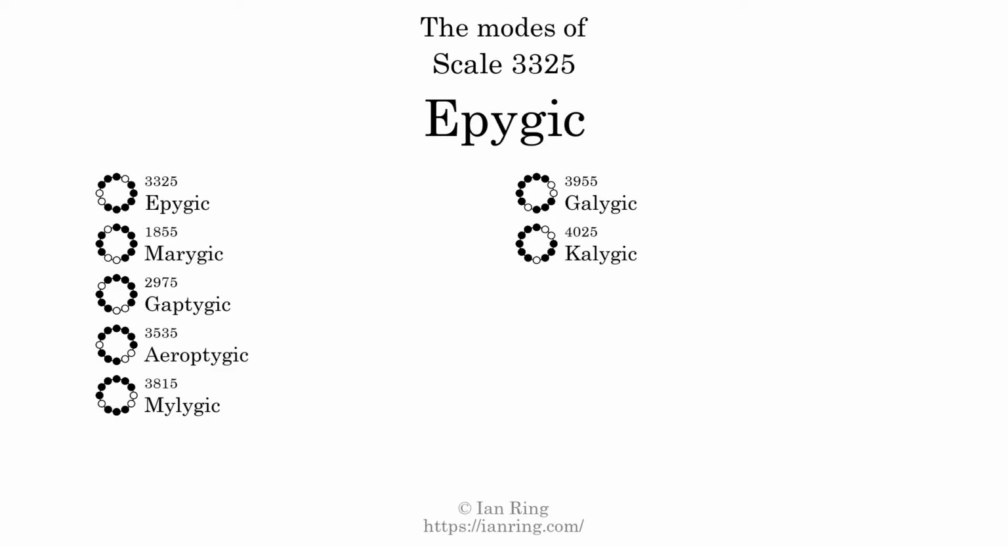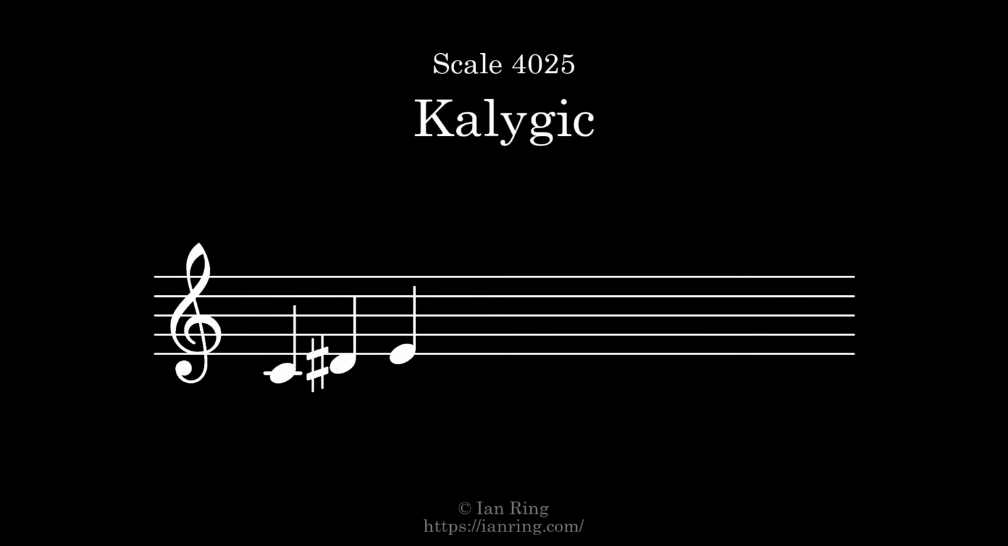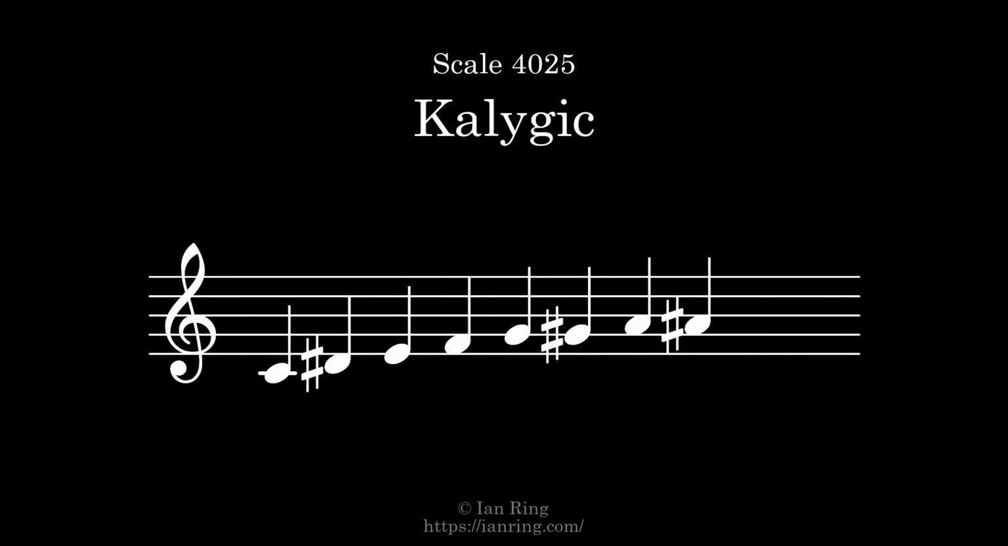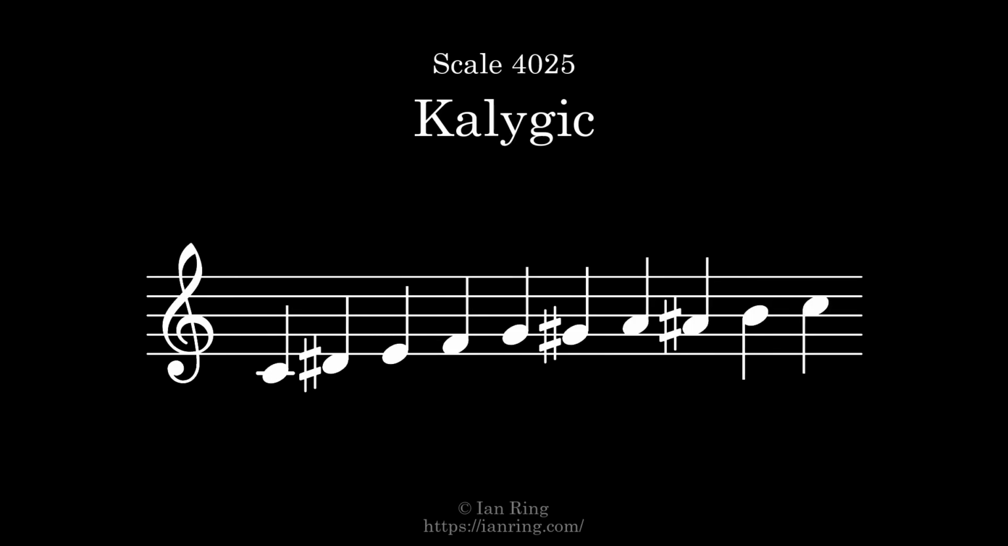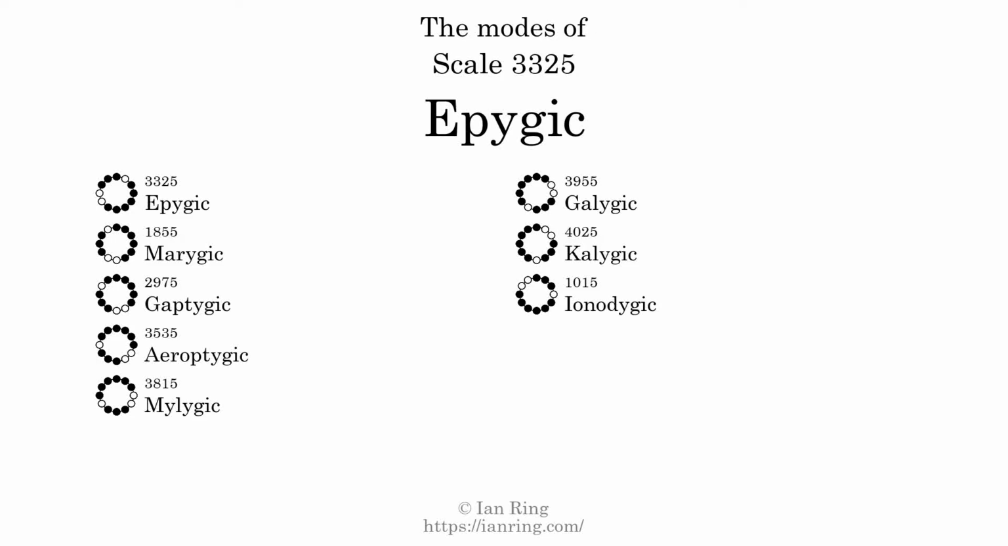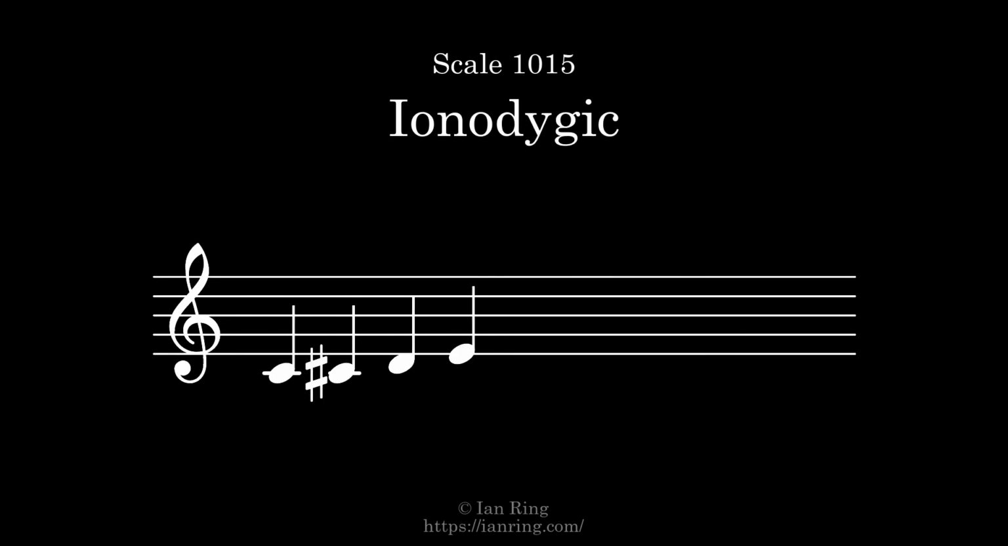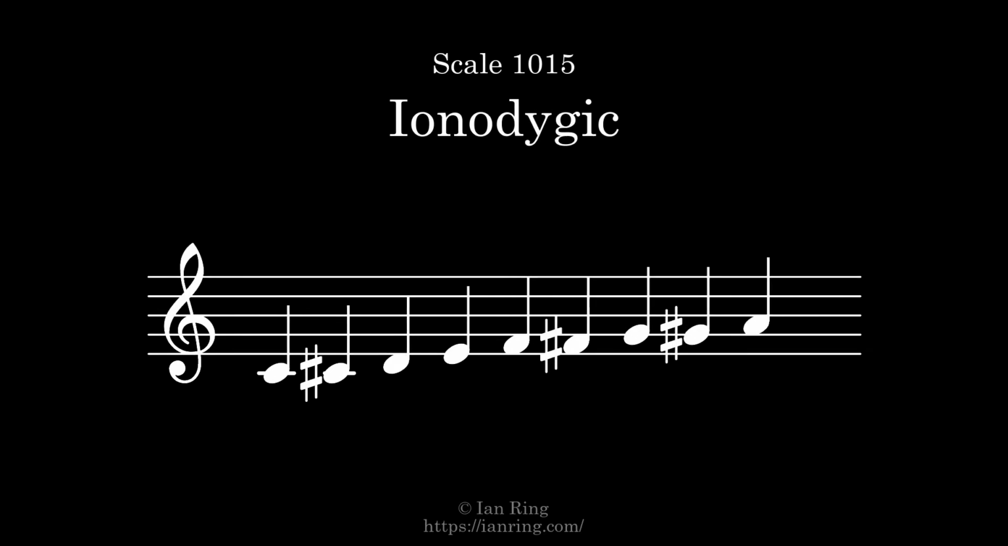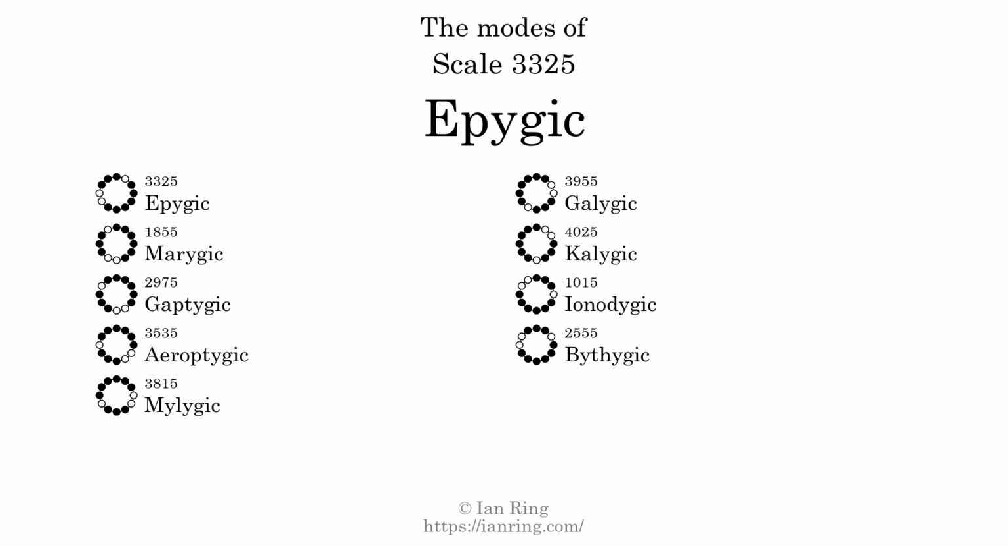The seventh mode is scale 4025, also known as Epygic. It sounds like this. The eighth mode is scale 1015, also known as Epygic. It sounds like this. The ninth and last mode is scale 2555, also known as Epygic. It sounds like this.